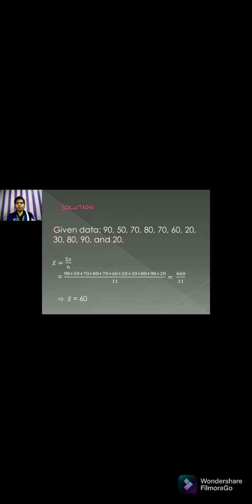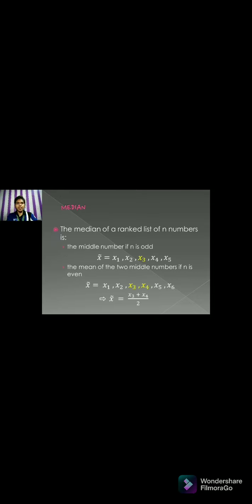Our next measure of central tendency that we're going to tackle is the median. Median. The median of a ranked list of n numbers is the middle number if n is odd. This will be our symbol for the median. So, if our n is odd, we get the middle number and that will be our median. The mean of the two middle numbers if n is even. And if our n is even, we get the mean of our two middle numbers.